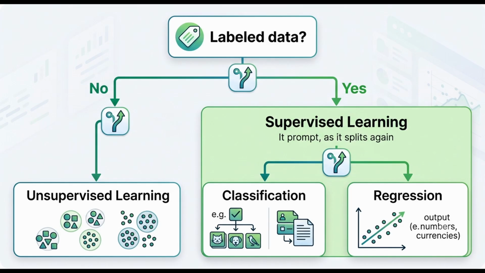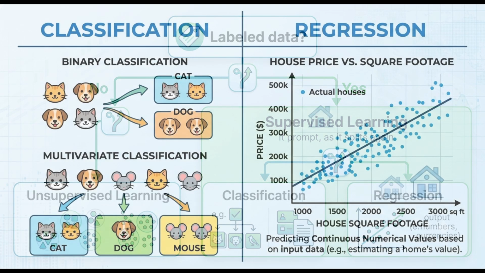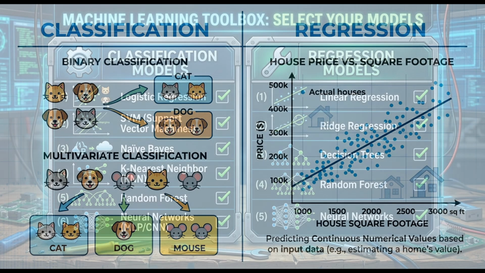The classic example being clustering, where you group similar data points together without ever telling the model what the right groups are. If you're in supervised learning territory, the next question is, are you predicting a category or a number? Predicting a category, like spam versus not spam, or sorting images into cat, dog, or mouse, is classification. Predicting a continuous number, like a house price or a diamond's value, is regression.